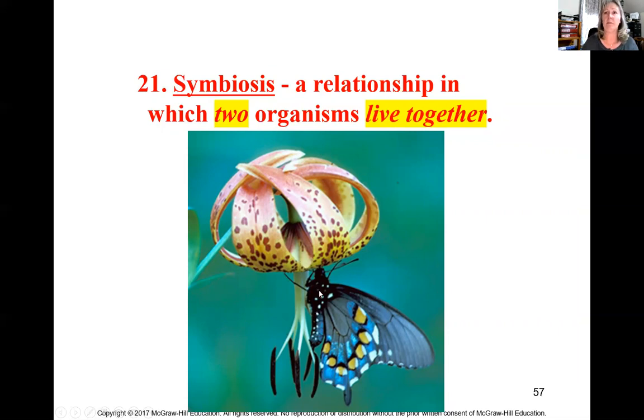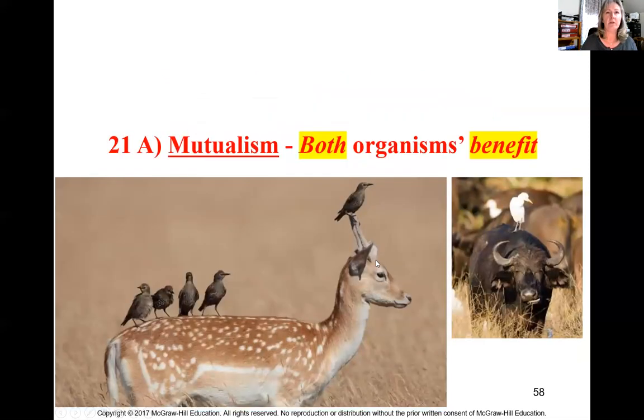The flower needs a butterfly in order to pollinate. The flower is giving the butterfly something that it wants. It's giving it nectar, so that both of those do well because they both get what they need. So there's different kinds of symbiosis. One is like the butterfly and the lily there. That would be called mutualism if both organisms benefit.